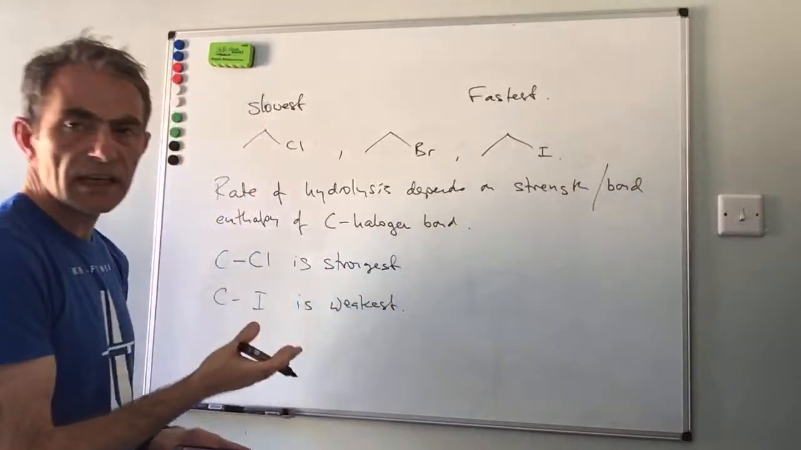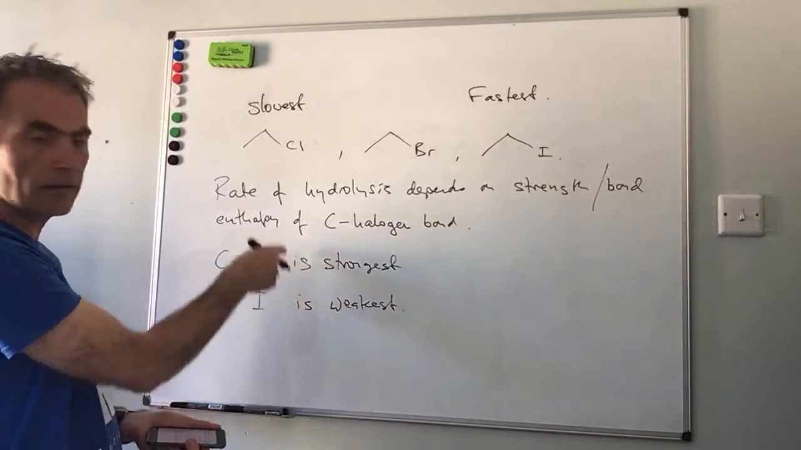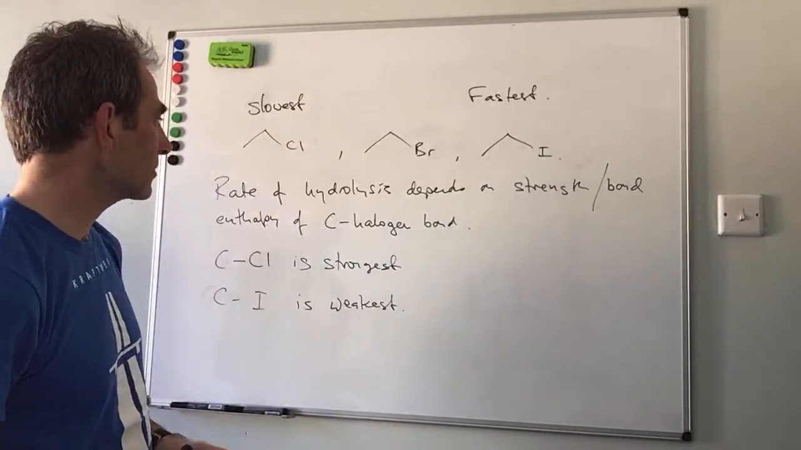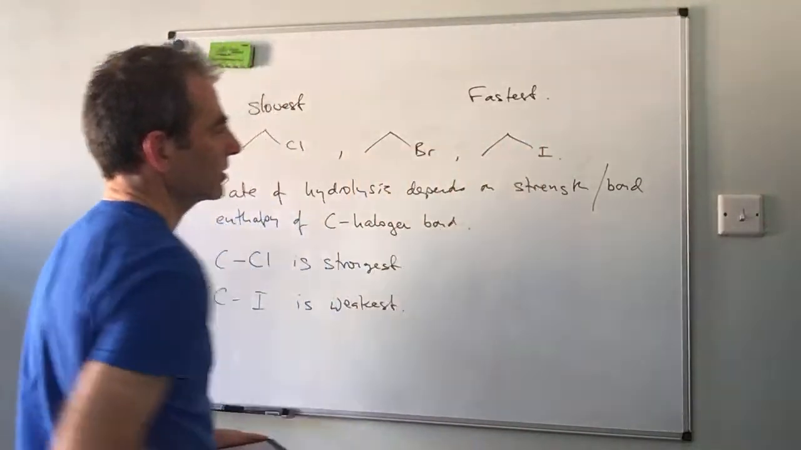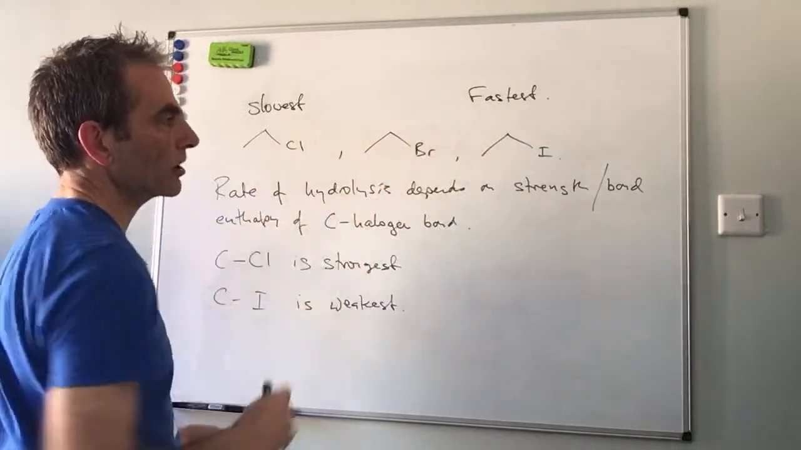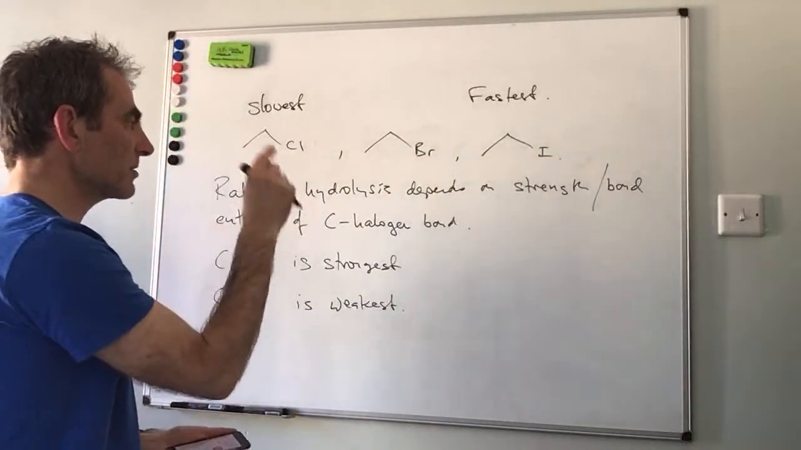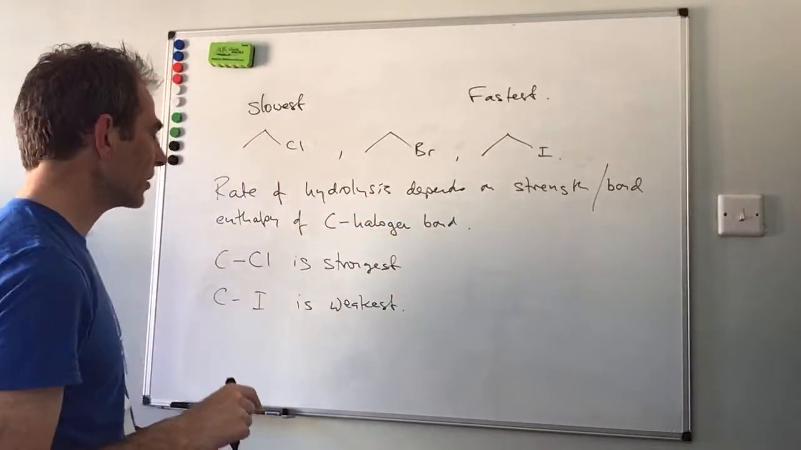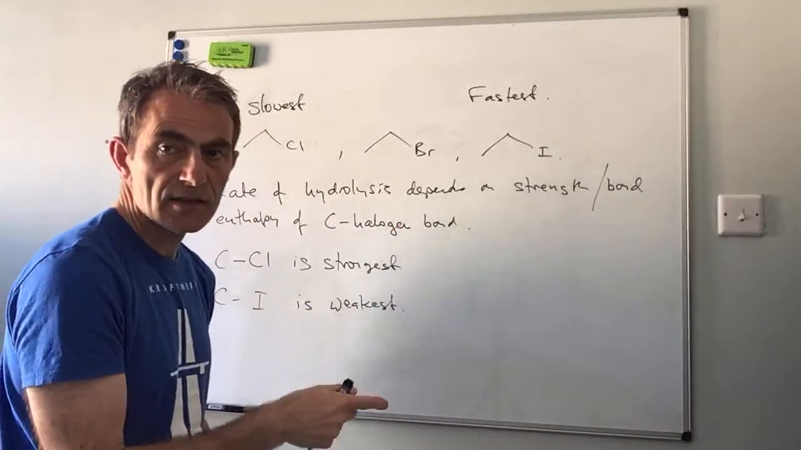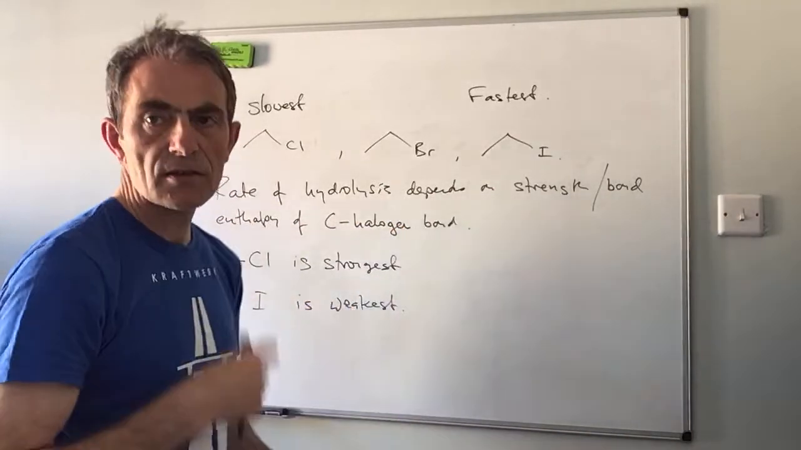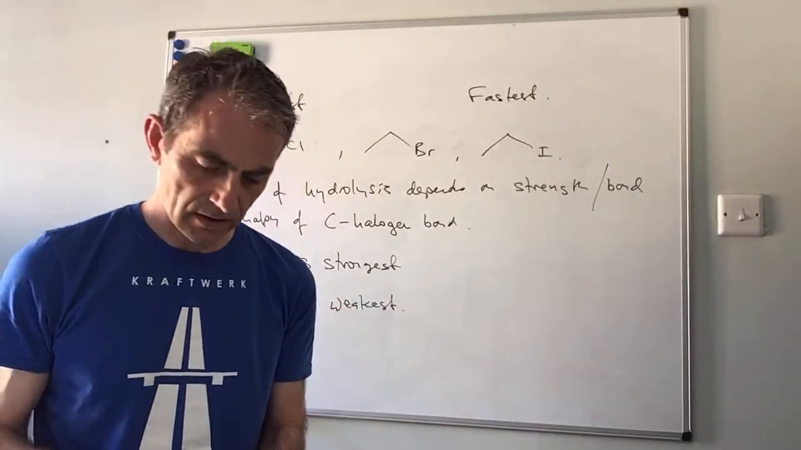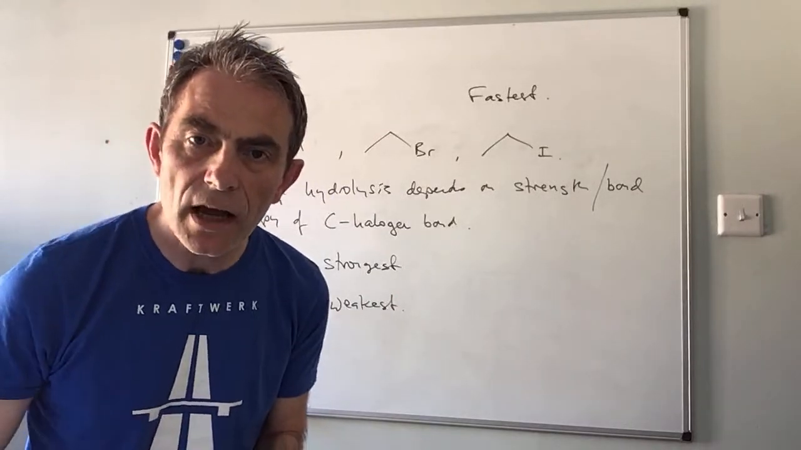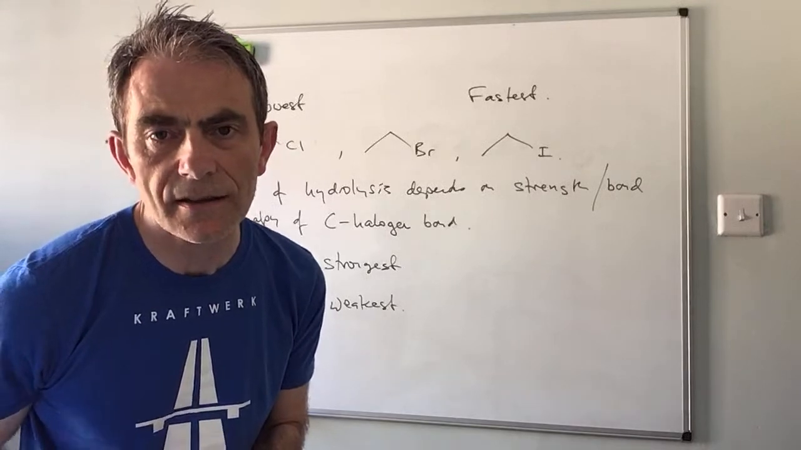Okay, you don't really need to mention the C-Br bond because it's obviously going to be in between. If that's the strongest and that's the weakest, it's obvious that C-Br is in between. So we've clearly shown the order, and we've clearly explained that rate of hydrolysis depends on the strength, or the bond enthalpy, of the carbon-halogen bond. C-Cl is the strongest or has the highest bond enthalpy. C-I is the weakest or has the lowest bond enthalpy. Okay, so that was that one. Any questions on that? And I will keep my eyes peeled so I don't miss anything.